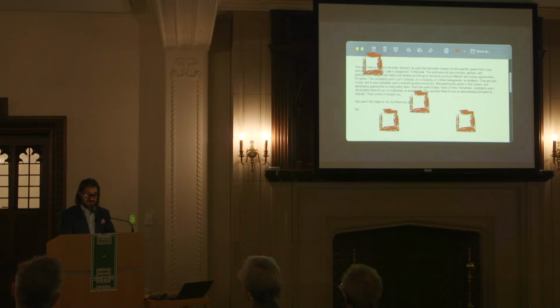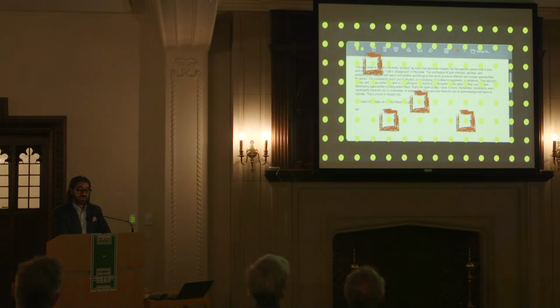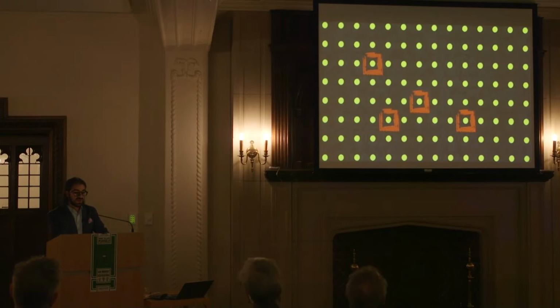The confluence of her interests, abilities, and predilections, merged with topics and entities and things in the world, produce different and unique opportunities for action. The constraints don't operate just in physics or in studying or in time management or whatever. They are also in Thalia and in her schedule and in everything else around her. Recognizing the actors in that system and developing approaches to living within them, that's the purpose of play.